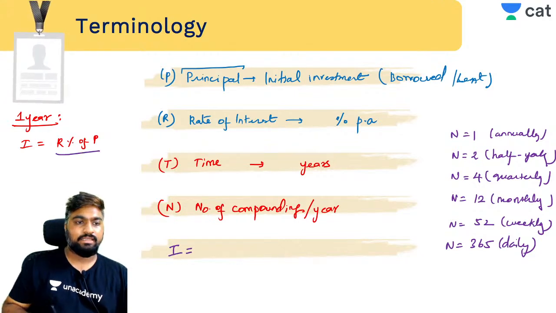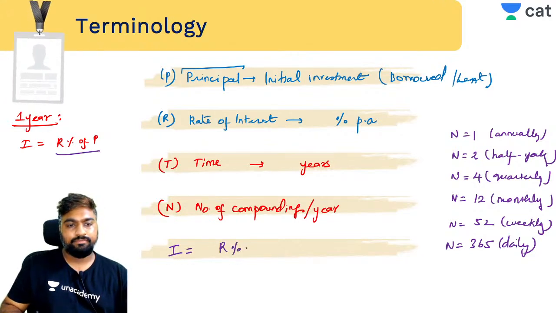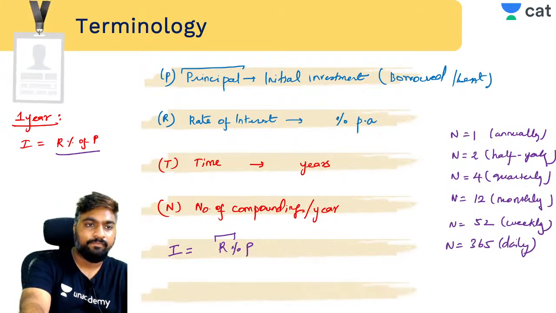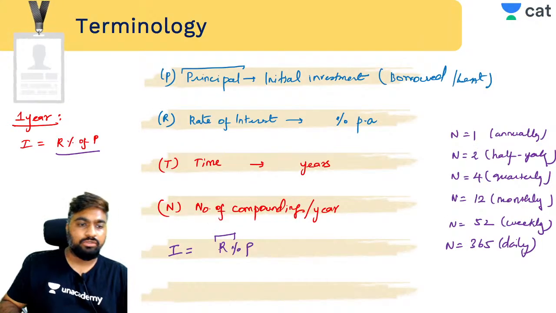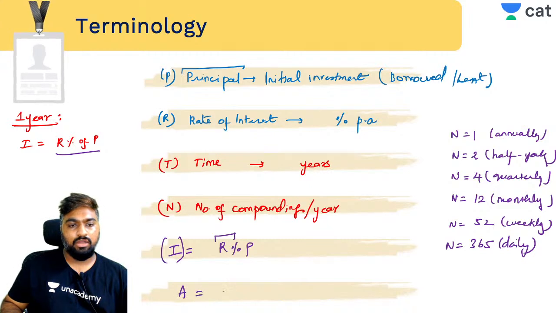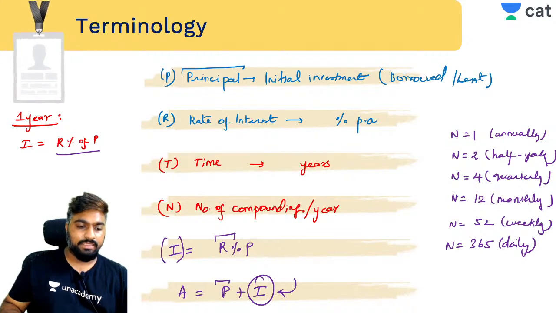Interest, like I said, is R percentage of P, provided it is for 1 year. For 2 years, it will become 2 times R percentage of P. 3 years, it will become 3 times R percentage of P, and so on. And what is amount? Your final amount is always equal to principal plus the interest amount. Whatever is the interest amount plus the principal. Cool, that is your final amount.